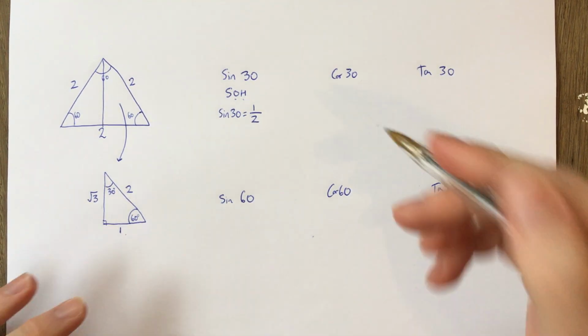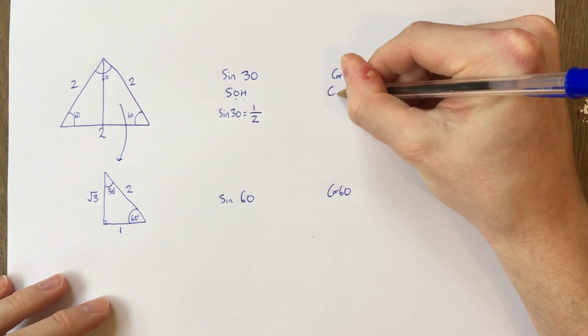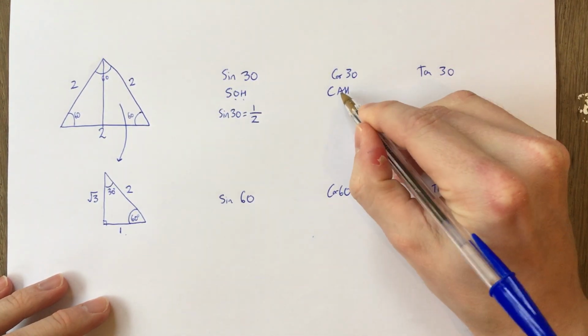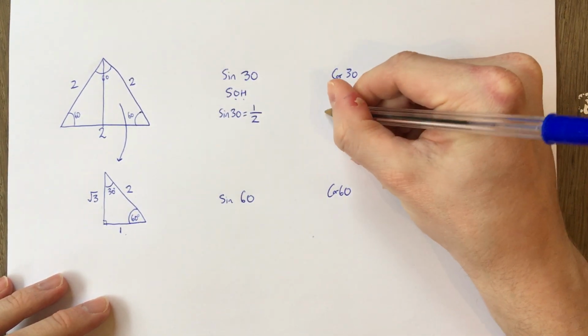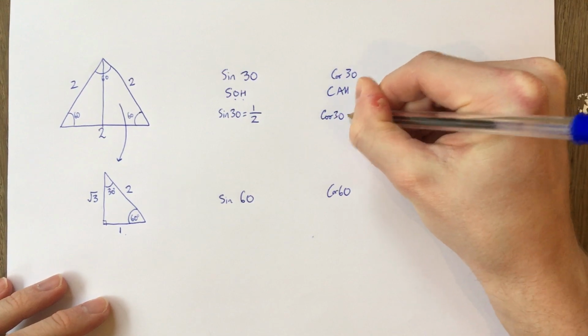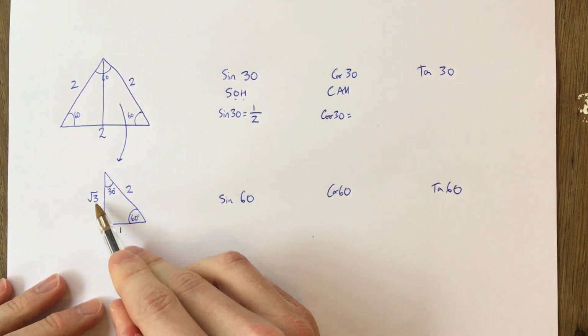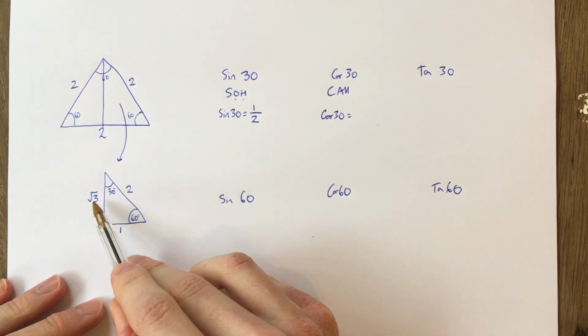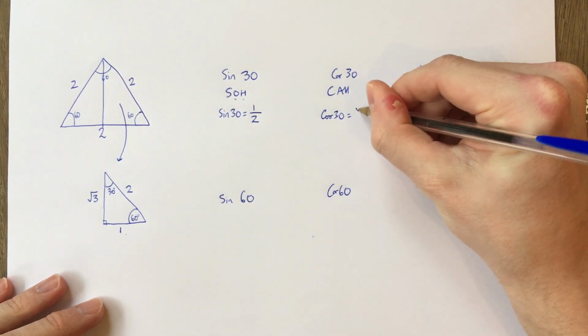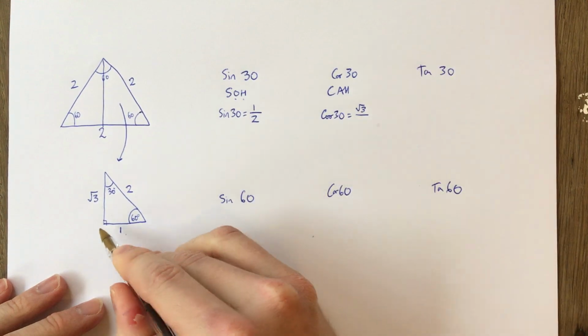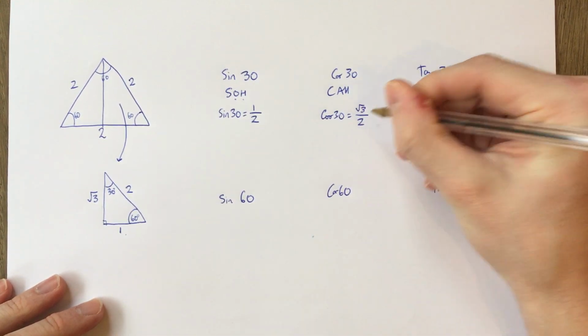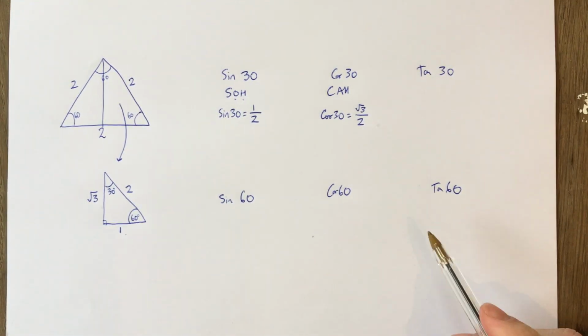Okay? Cos 30. So that is SOHCAHTOA, so it'd be adjacent divided by hypotenuse. So cos 30 equals adjacent, which is going to be root 3, okay, root 3 over the hypotenuse, which is going to be 2. So therefore that is our answer for the exact value of cos 30, without using a calculator or anything.